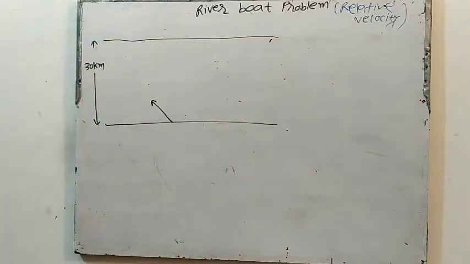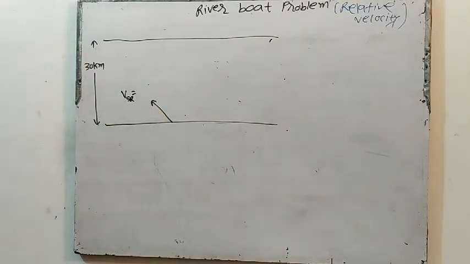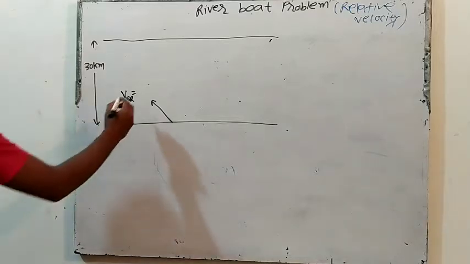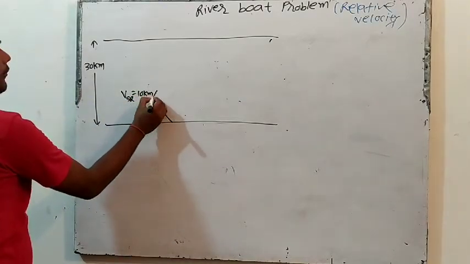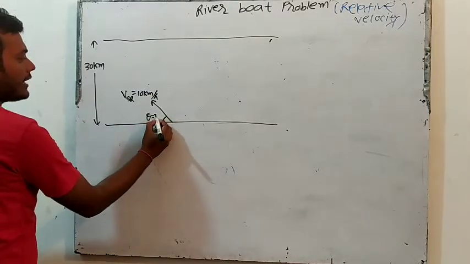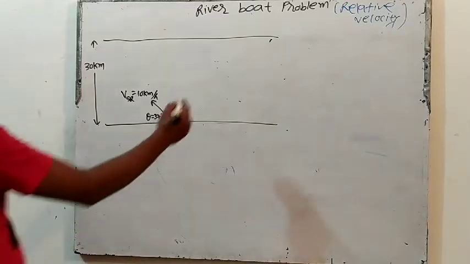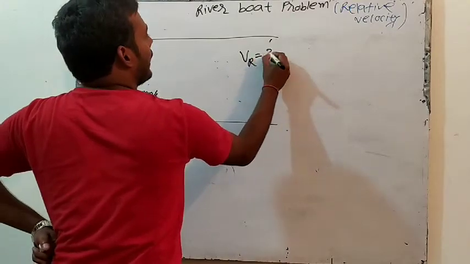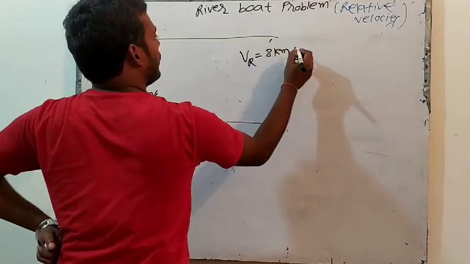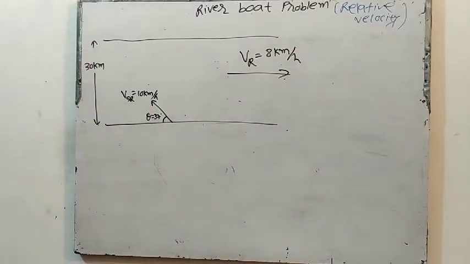And the velocity of swimmer with respect to river is given as 10 km per hour. And this angle theta is 37 degree. This is given in the question. Again, they will give you the velocity of river, 8 km per hour. That means the river is flowing in this direction with a speed of 8 km per hour.